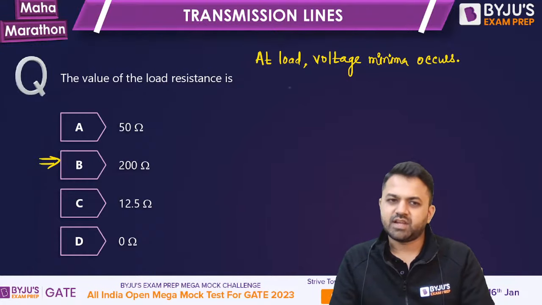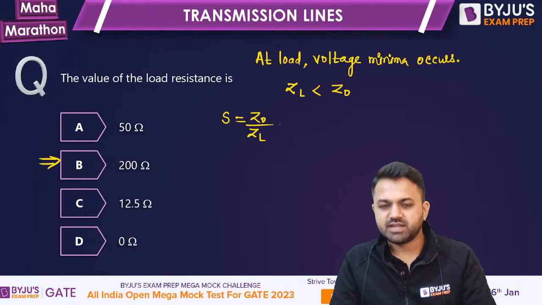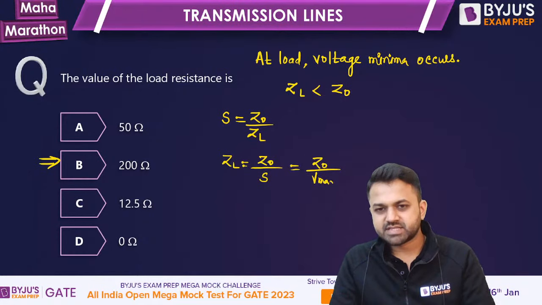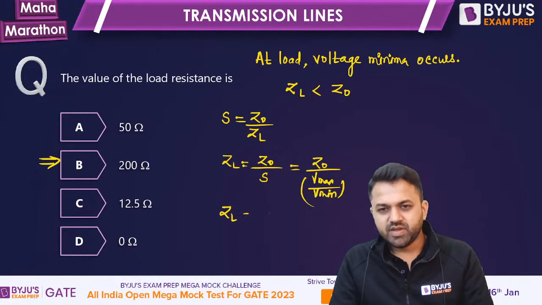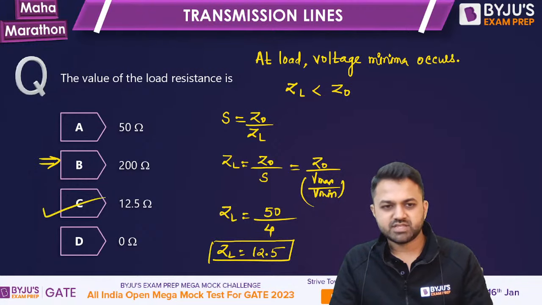So when at load voltage minima occurs, then what happens? When the load voltage minima occurs, then ZL is less than Z naught. So when ZL is less than Z naught, the standing wave ratio is calculated as Z naught upon ZL. We want to calculate ZL, so this will be Z naught upon S. And what is the value of S? S is V max upon V min. So V max is 4 and V min is 1 and Z naught is 50. So ZL is equal to 12.5. So load impedance will be 12.5. Answer will be option C.